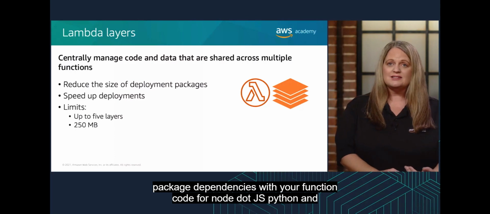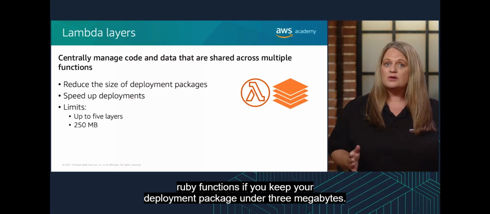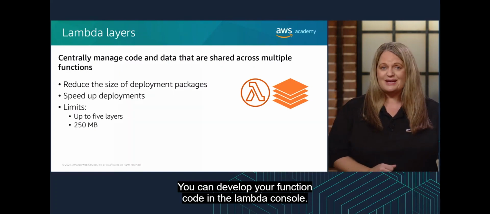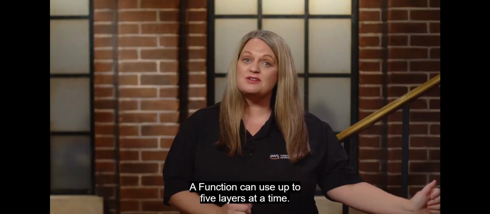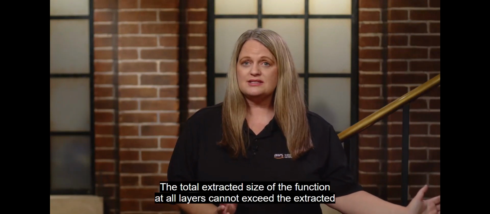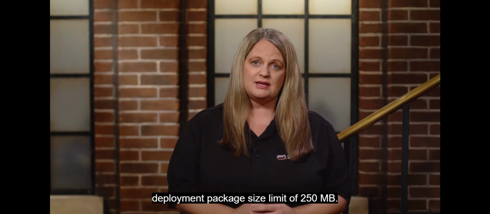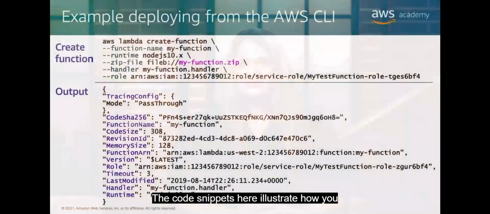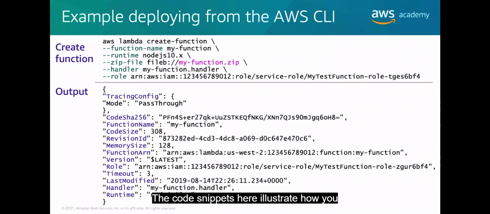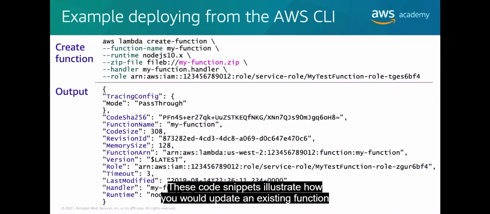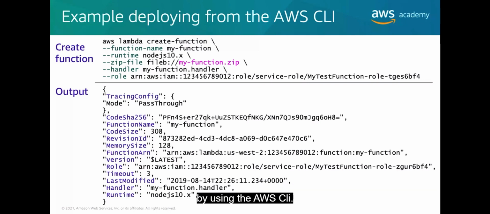For Node.js, Python, and Ruby functions, if you keep your deployment package under 3 megabytes, you can develop your function code in the Lambda console. A function can use up to 5 layers at a time. The total extracted size of the function and all layers cannot exceed the extracted deployment package size limit of 250 megabytes. The code snippets here illustrate how you would use the AWS CLI to deploy a function. These code snippets illustrate how you would update an existing function by using the AWS CLI.